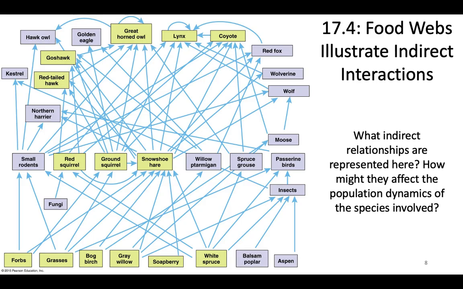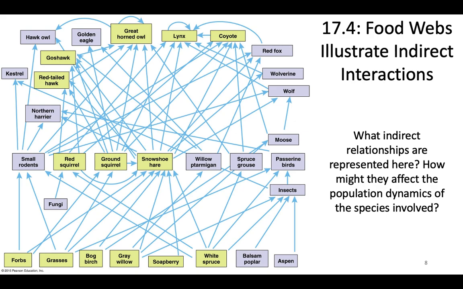Now let's go back to food webs. Food webs are really great for studying indirect interactions, which if you're in the Monday group, we talked about this in class today. And then I have some practice questions about this that I uploaded to Schoology.